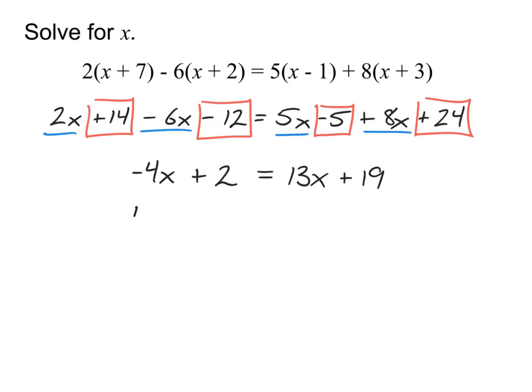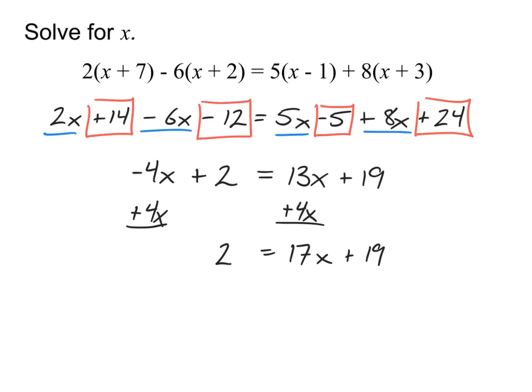So that means I'm going to be adding the 4x to both sides. And again, I try to line the x's up with the x's when I write that underneath. On the left side, the 4x cancels it out, and so we're just left with a 2 on the left side. And then on the right side, we have 13 plus 4 is 17, so that's going to be 17x plus 19.